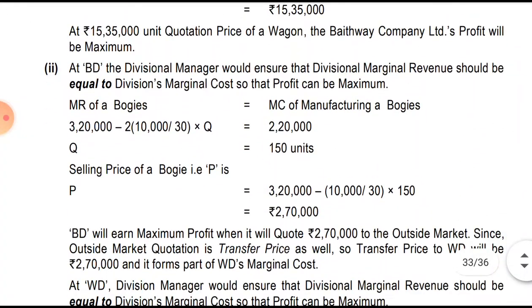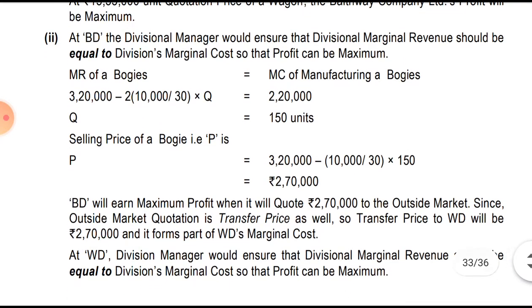At BD, the divisional manager would ensure that the divisional marginal revenue should be equal to the marginal cost, so that the profit can be maximum. MR of the bogies is equal to MC of the manufacturing of the bogie. 3,20,000 minus 2 into 10,000 divided by 30 into Q is equal to 2,20,000. So we get Q as 150 units.